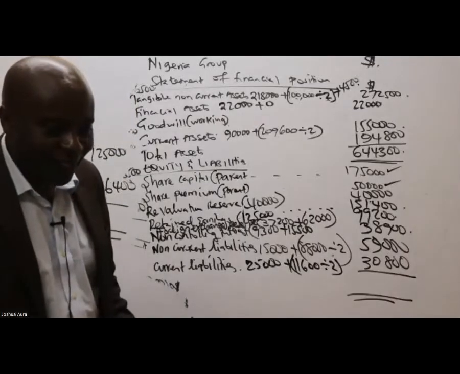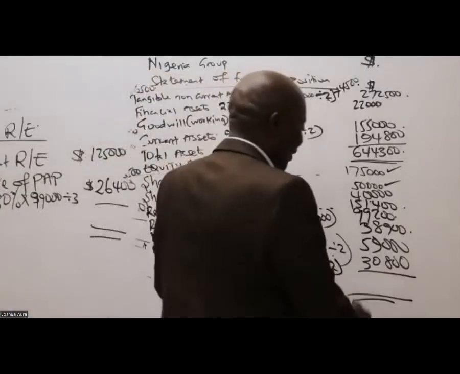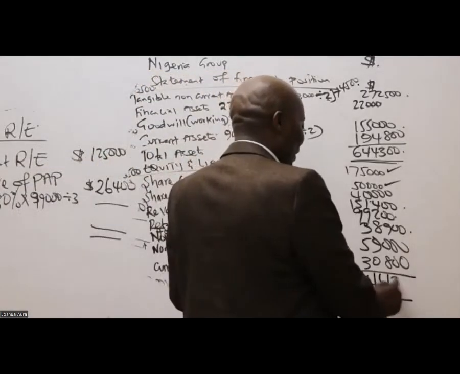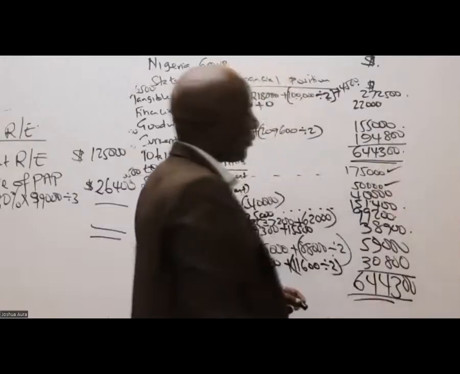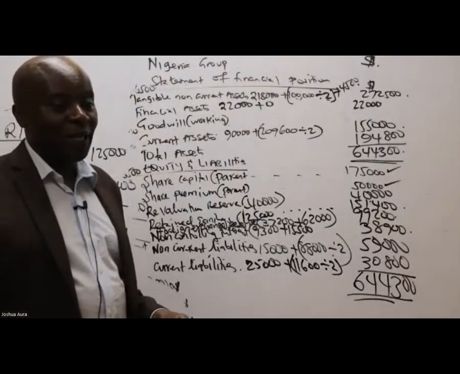611, 644, 300. 644, 300 should be exact. Lazima we miss out on something, where 644, 300 should be exact.